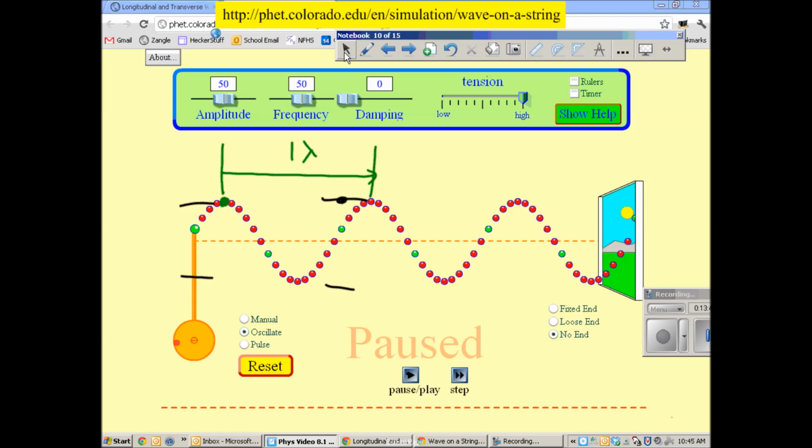I'm going to attempt, I don't know if this will work or not, to unpause it and then repause it at the exact right moment. So here we go, boom. Oop.